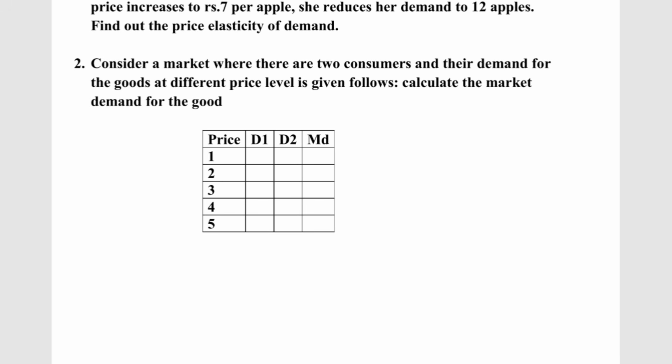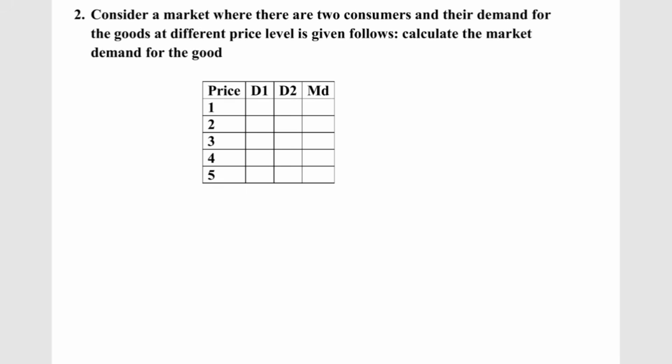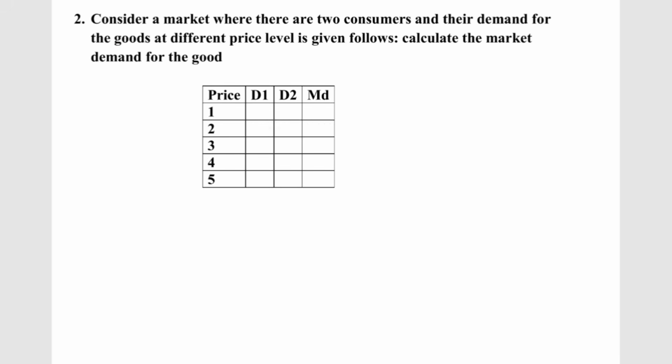The next problematic question which I have taken is also from theory of consumer behavior. Consider a market where there are 2 consumers and their demand for the goods at different price levels is given as follows. Calculate demand for market good. So they will give us a price and D1 and D2. What we need to do is add D1 and D2. Okay, so these 2 questions are from theory of consumer behavior.